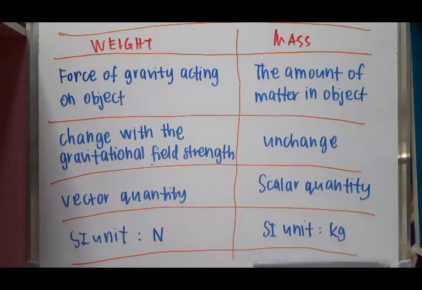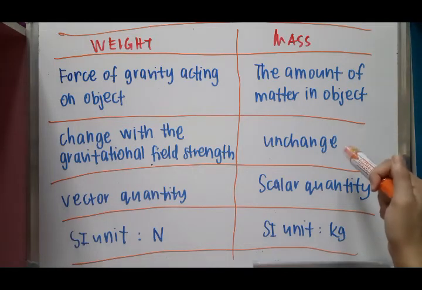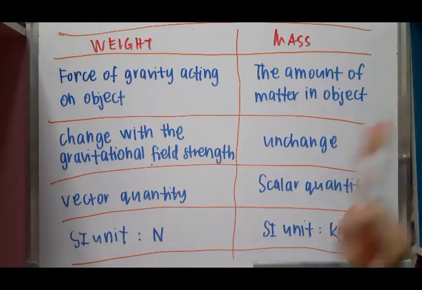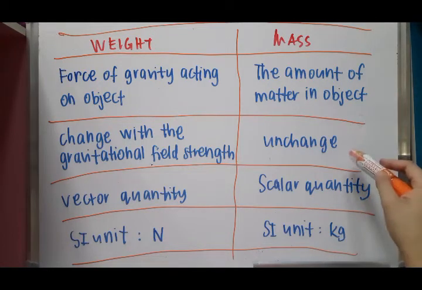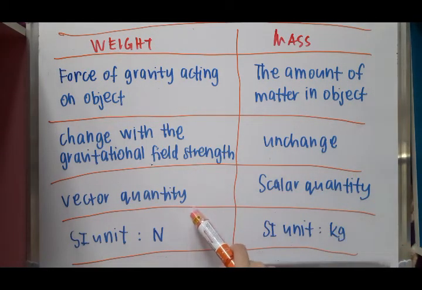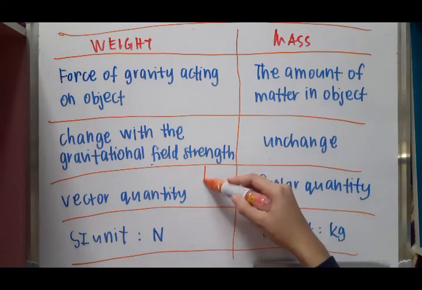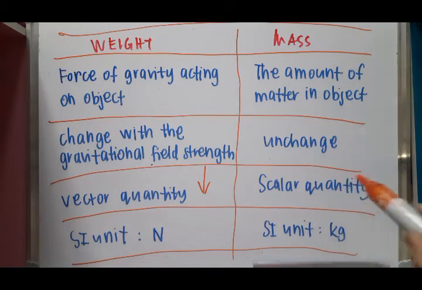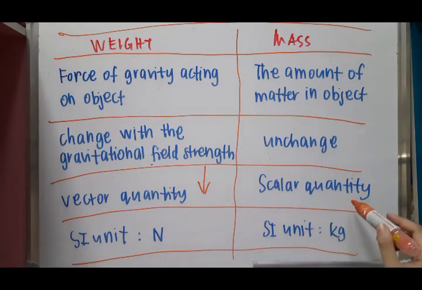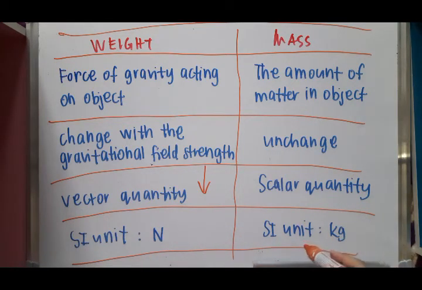Then the mass is unchanged, means that when you have 40 kilogram on Earth, then you will always have 40 kilogram on Moon or any place. So the mass is unchanged. And the weight is a vector quantity, which has direction and magnitude. Like I said just now, the direction is going downwards. And mass is a scalar quantity because it only has magnitude, it doesn't have direction. The SI unit for weight is Newton, and the SI unit for mass is kilogram.